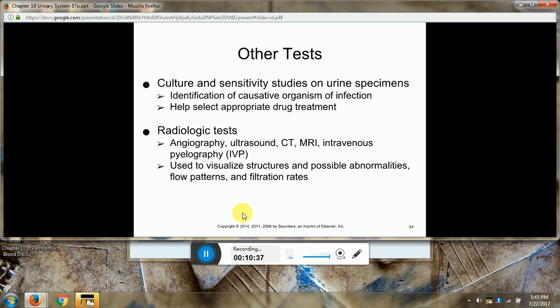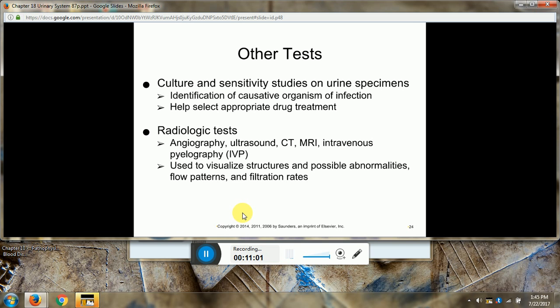Another test that could be ordered would be culture and sensitivity studies. You could take a specimen, a urine sample, culture it, and look at it under a microscope to figure out what kind of antibiotic it would be sensitive to. You want to do these culture and sensitivity tests before you start any antimicrobial treatment.